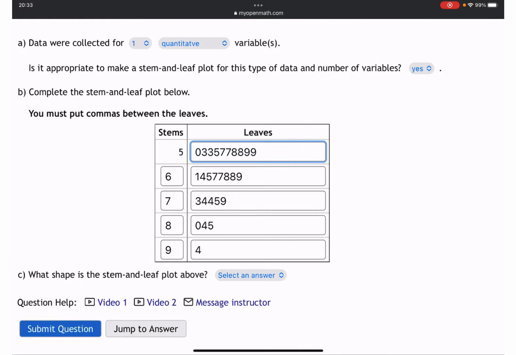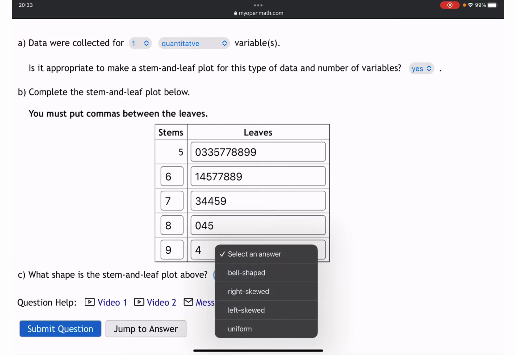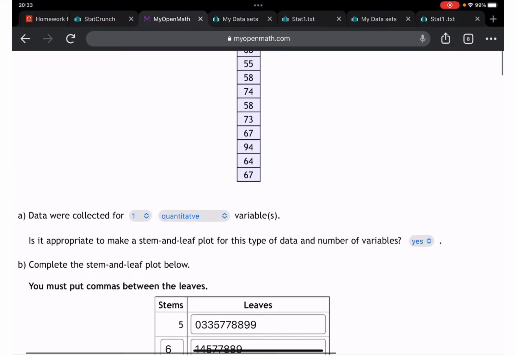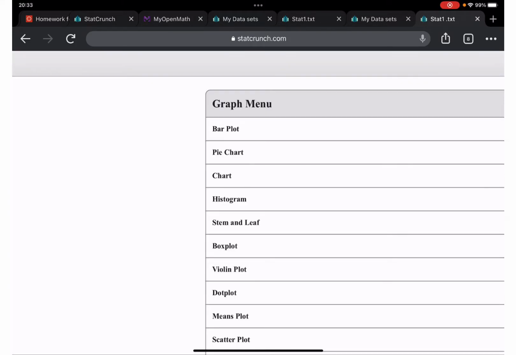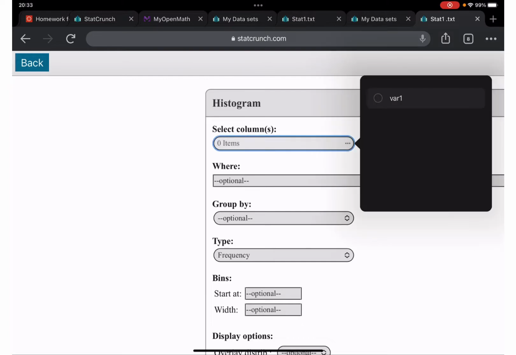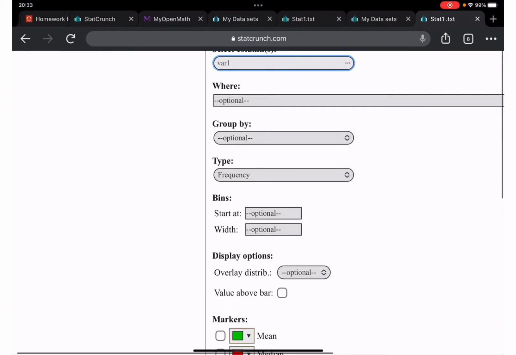All right, so what shape is the stem and leaf plot above? Let me see, what shape does it want? Bell shape, right, skewed. Okay, we can find the answer based on our StatCrunch. So we click graph and take histogram. Column is only one. Type, let it be frequency. It's not gonna do anything wrong. I can put value above.